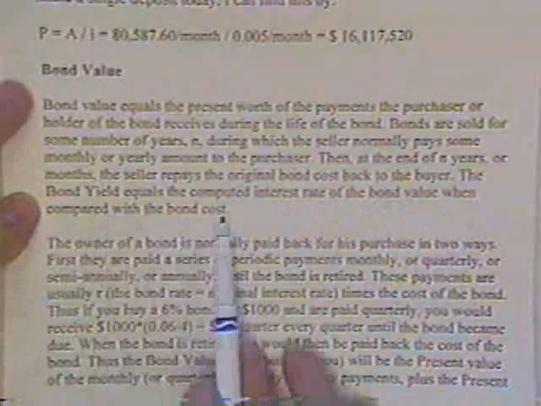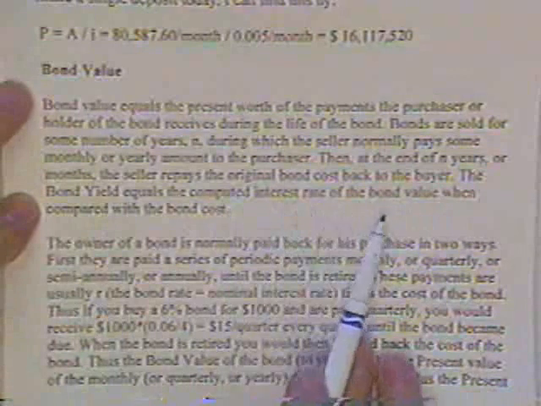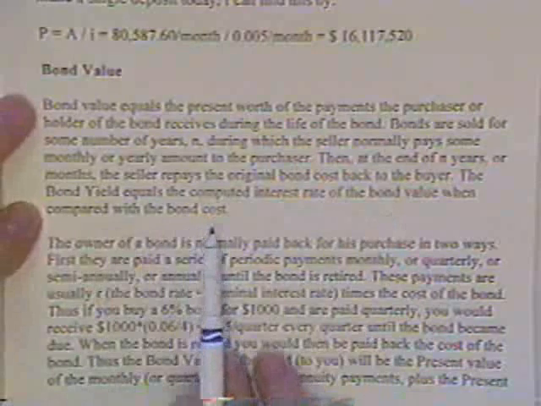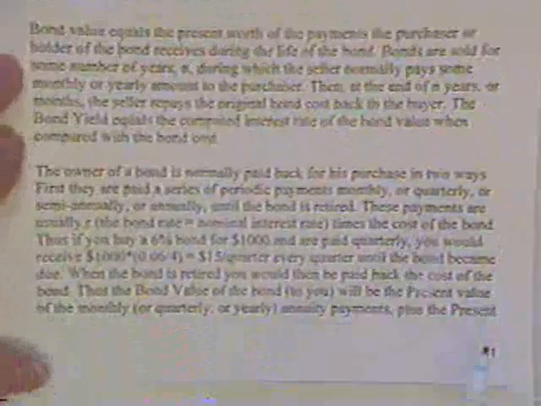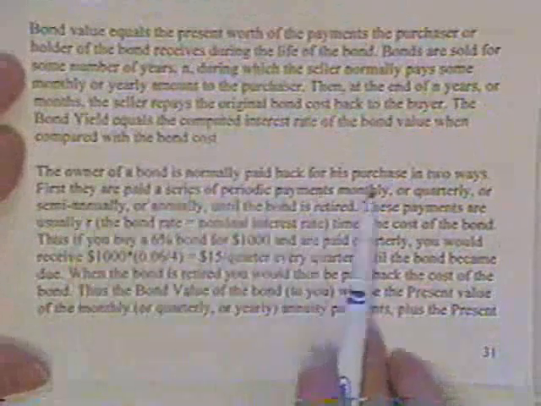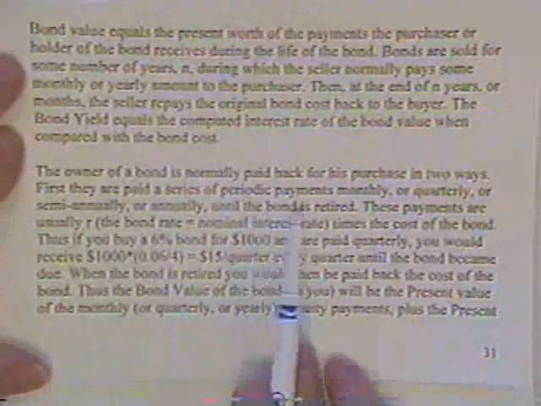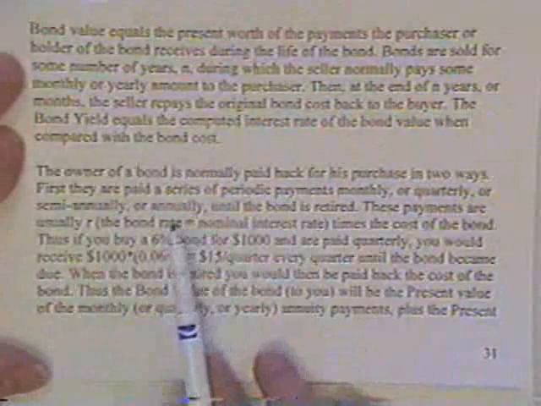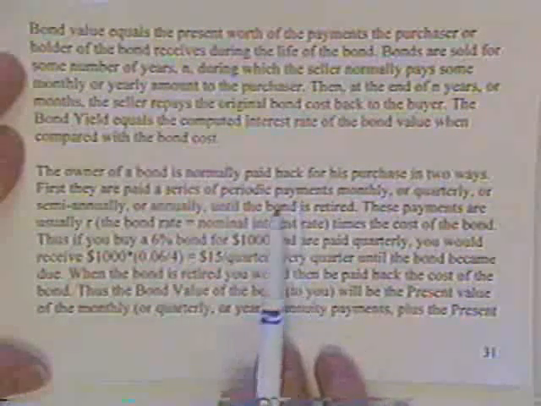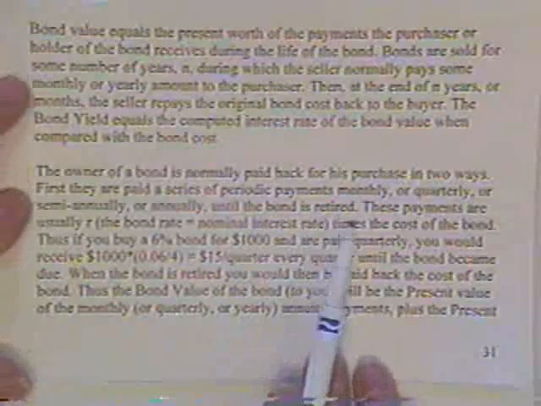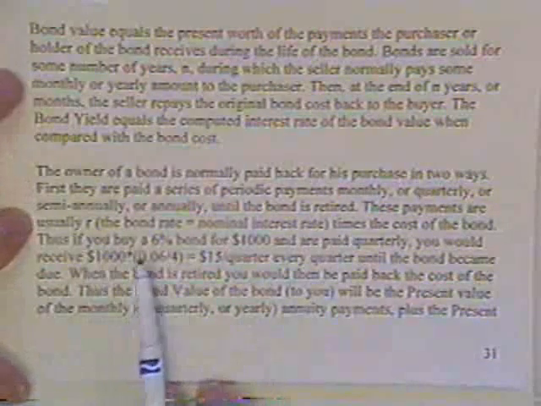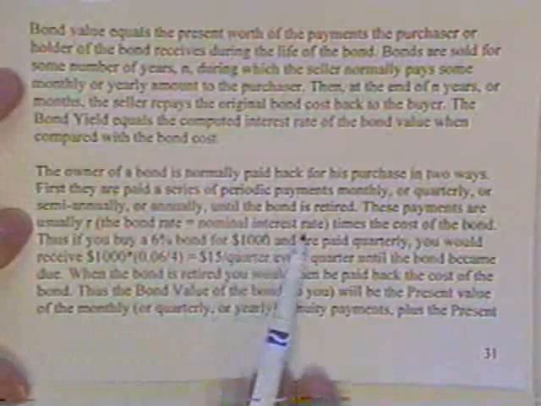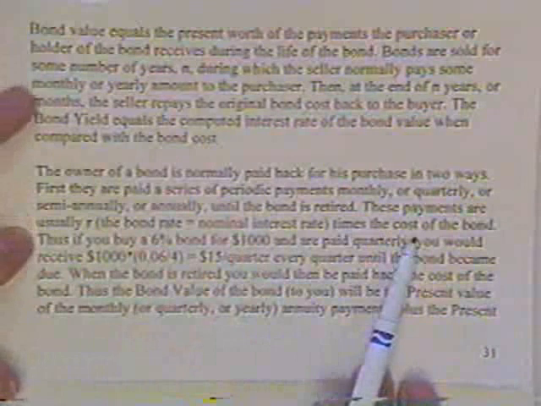The bond yield is the computed interest rate of the value of that bond when compared with the bond's cost. The owner of the bond is normally paid back in two ways. First, you get a series of periodic monthly payments or quarterly payments or semi-annual payments or yearly payments, depending on the bond, until it's retired. These payments are usually given by the bond's rate, the nominal interest rate, times the cost of the bond.